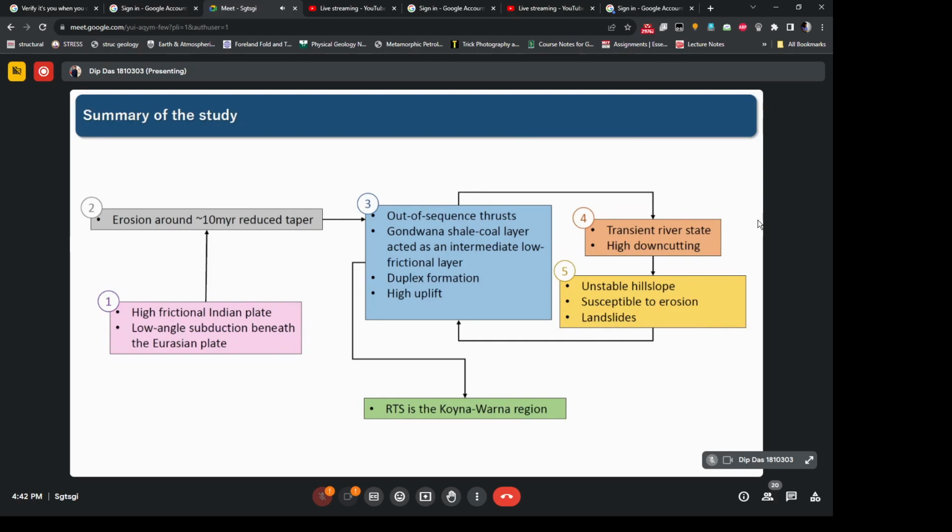And this collision actually gave rise to the reservoir triggered seismicity in the Koyna-Warna region. So this is the summary of my PhD thesis. So yeah, thank you.